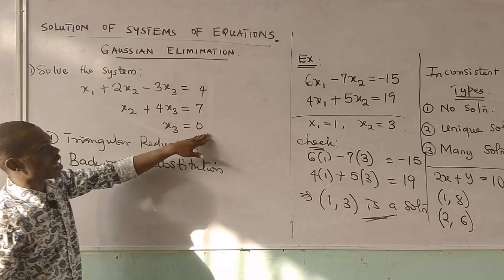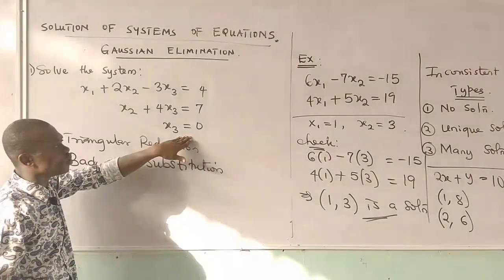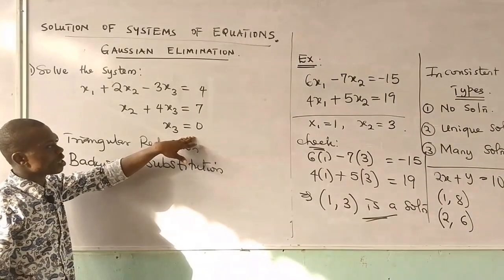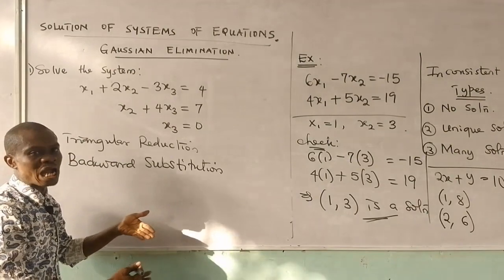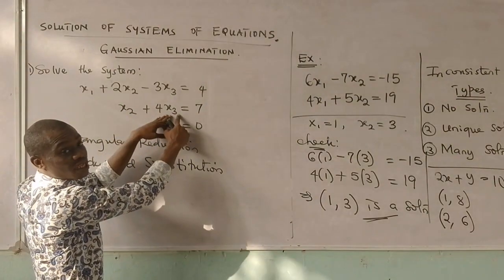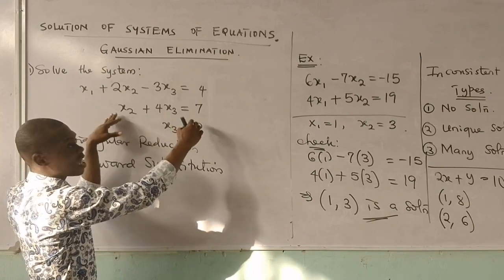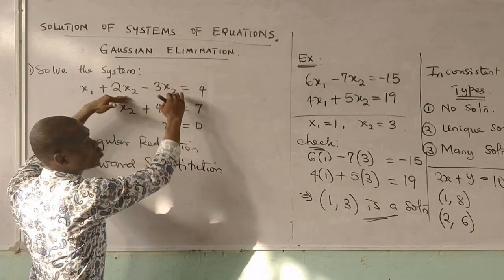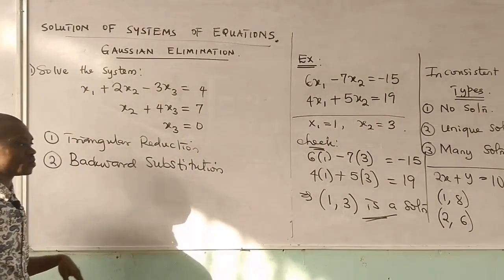And what is that? You can see why it is called backward: the last variable already has a value. You can see our x3 is equal to 0. Okay, so what do I do next? I will now substitute x3 into equation 2 and then make x2 the subject to get my x2, and then substitute x2 and x3 to get x1. So that's why we call it backward substitution.